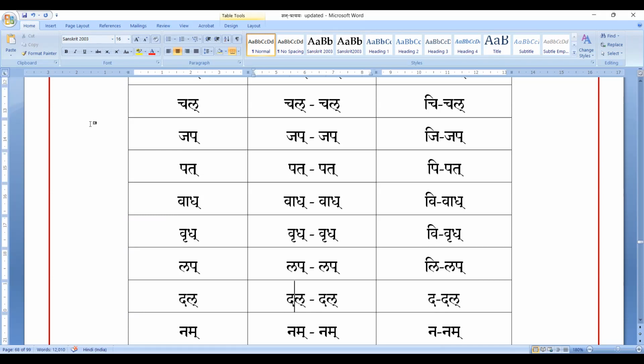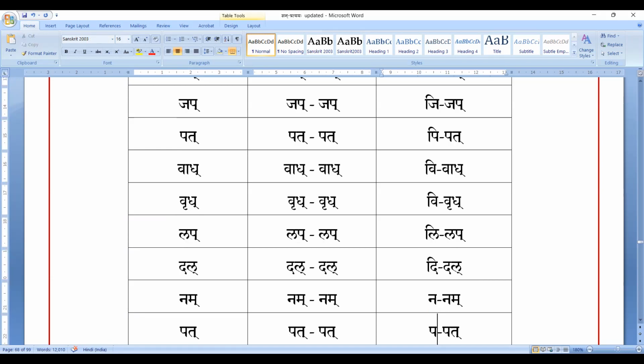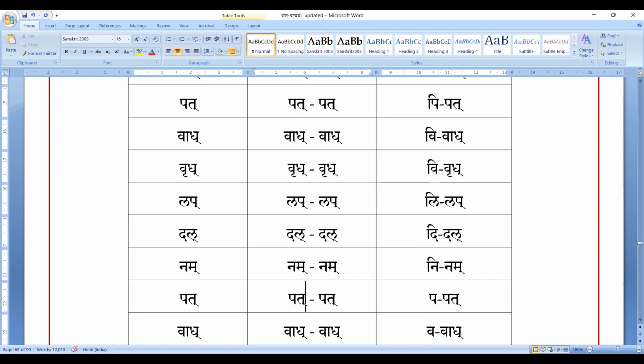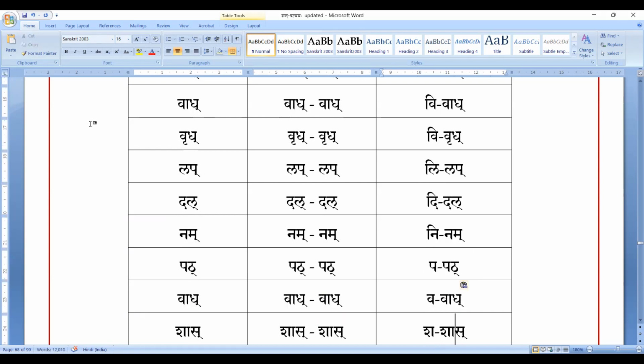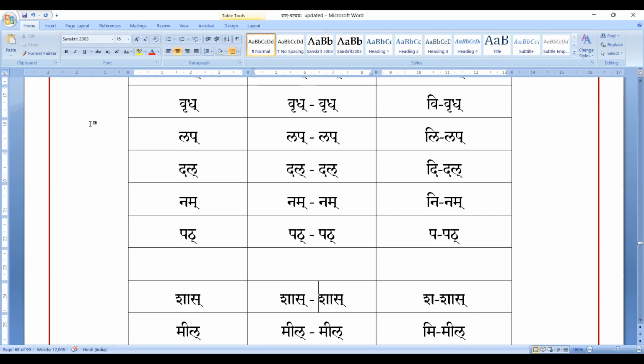Then dal itself we can take. Dal will become dada, then da becomes di. So similarly, ni also we can take. Nam also we can take. Nam becomes nanam, then sanyataha ninam. So pat already we have done, pipat. We can change this to pat, maybe pat. We get pipat. Bad already we have done. Shas we can do. Shas becomes sanyataha. By that becomes shishas.